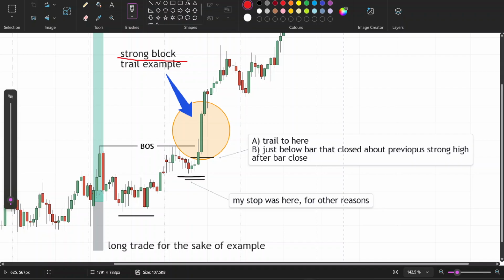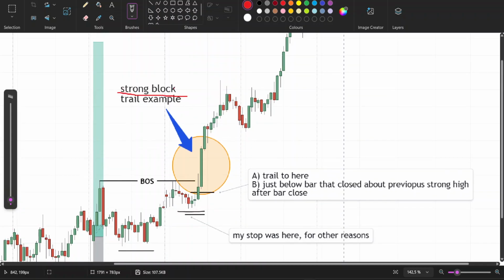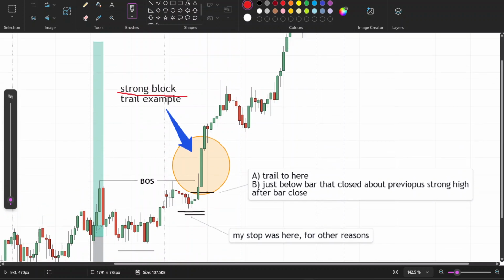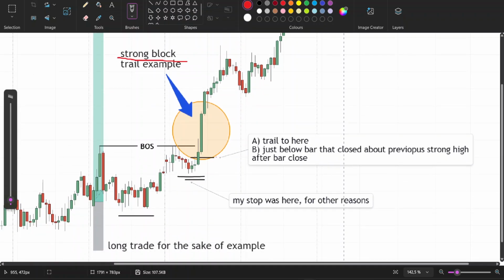substantial. And beyond that, it closed above the break, not a little bit, but it really did close beyond it. So that means for me, it is a strong block. Okay, now because it was created, it can then be used for trailing. And that would mean that when this is created like this, I would push the stop to here.